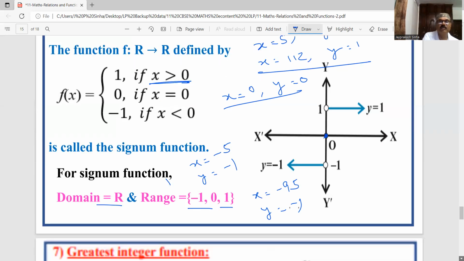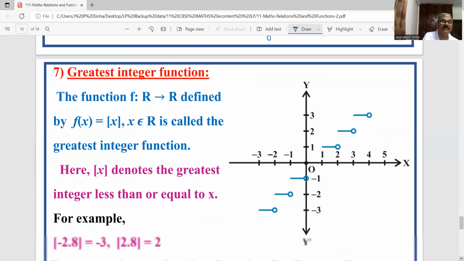Now come to the next one. Next one is the greatest integer function. So this is a function f from R to R, where R is the set of real numbers, defined by f of x is equal to [x]. Here we represent greatest integer function by this, in a square bracket. y is equal to [x] in a square bracket means what? A square bracket x shows that this is the greatest integer function.